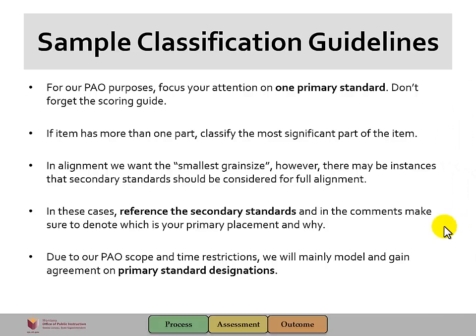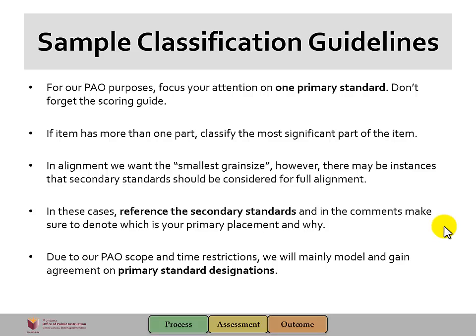For our POW purposes, focus your attention on one primary standard. Don't forget the scoring guide. If the item has more than one part, classify the most significant part of the item. In alignment, we want the smallest grain size. However, there may be instances that secondary standards should be considered for full alignment. In these cases, reference the secondary standards, and in the comments section, make sure to denote which is your primary placement and why.